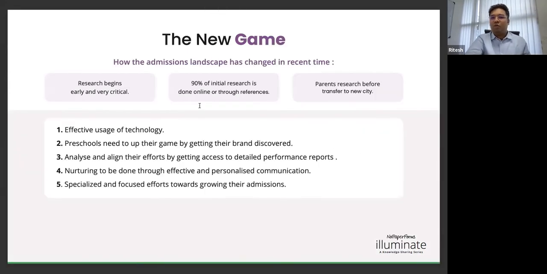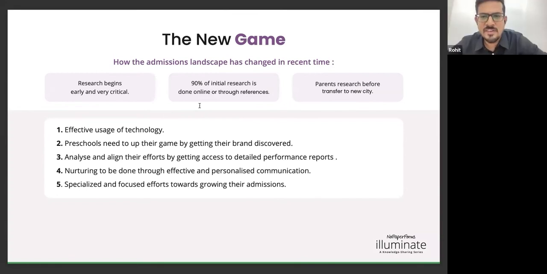Yes, Rohit. I think this is going to be very exciting for all our viewers, because this is how they are going to understand what is the new game. Right. So far we've been talking about what has been happening. To get somewhere, we always need to know where we have come from. So we have covered that part. Now the new game: how the admission landscape has changed in recent times.